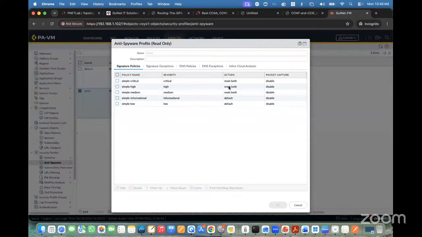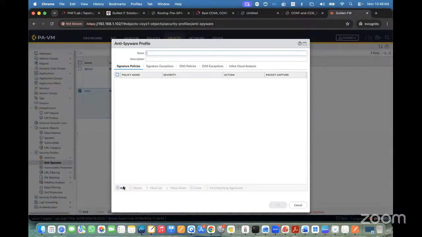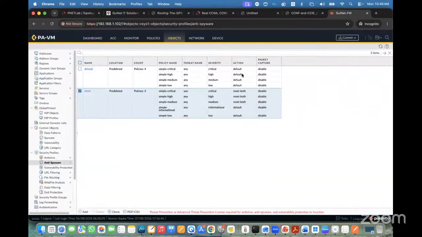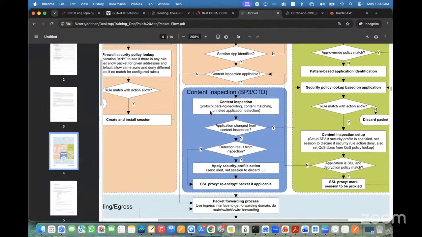You can see there are a lot of actions: reset, both, default, or even deny. If you are on a newer version, you will find the option of deny drop as well. Whatever action you choose, even if you say no, I just want to get alerts, you will get an alert. You can see this involves protocol parsing, decoding, content matching, and tunnel application detection. Everything gets checked.